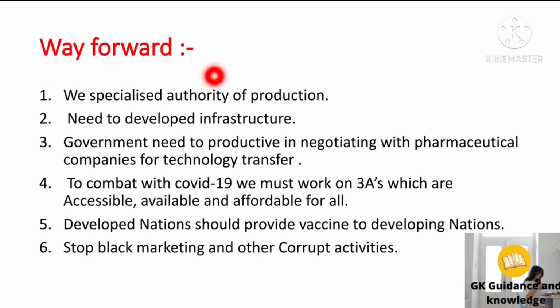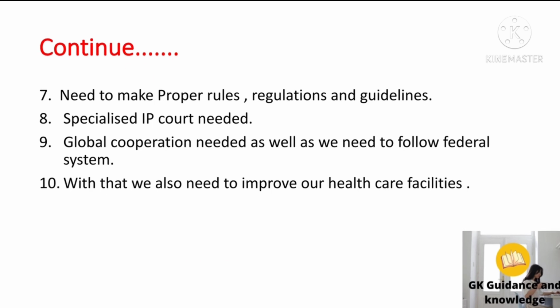Then our way forward, which is our personal comment on it, would be: we need to make a specialized authority for production, develop infrastructure, and the government needs to be proactive in negotiations with pharmaceutical companies for technology transfer. To combat COVID-19, we must work on the 3 A's: accessible, available and affordable for all. Developed nations should provide vaccines to developing nations. Then stop black marketing and other corrupt activities.